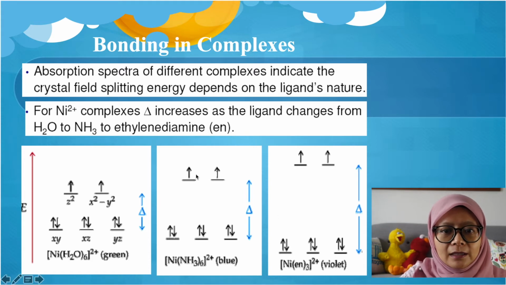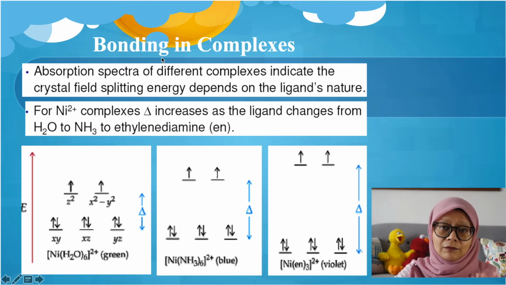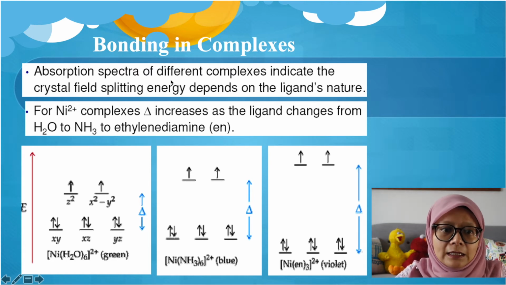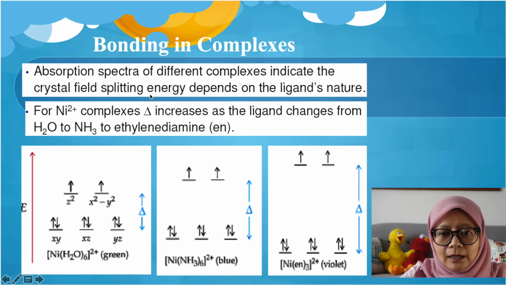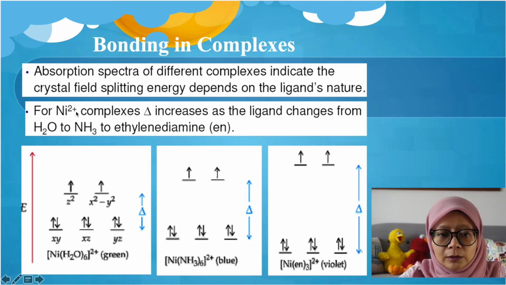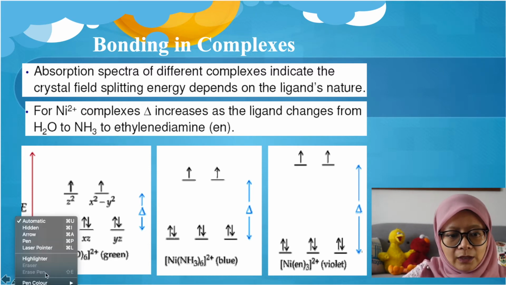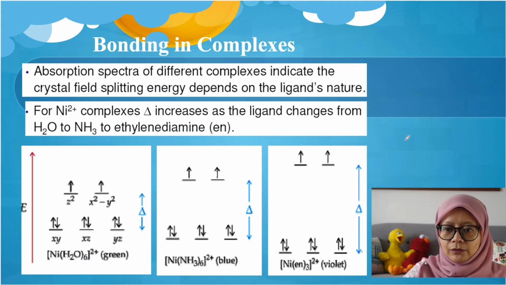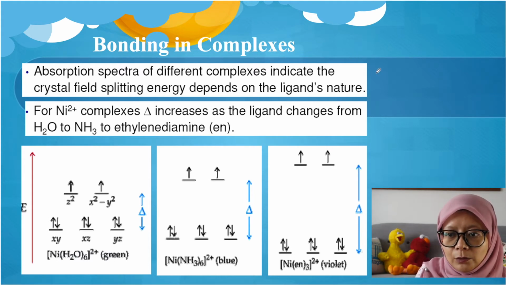Other than that, the bonding in complexes. Because we have the absorption spectra from the UV-Vis of different complexes, it will indicate the crystal field splitting energy based on the ligand's nature. So we have two types of ligand, strong ligand and weak ligand. For example, here I have nickel 2 plus complexes, so this is 3d8, right, so nickel is actually 28.